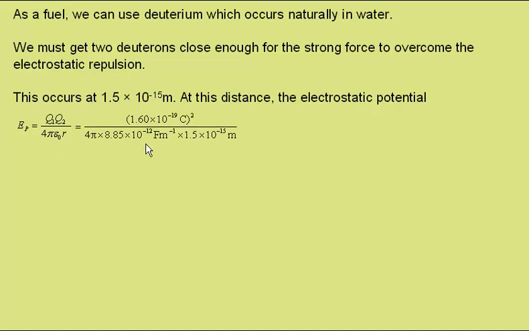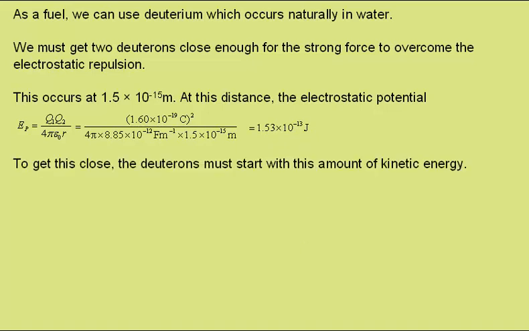Putting in the values, this gives a value of 1.53 times 10 to the minus 13 joules. To get this close, the deuterons must start with this amount of kinetic energy. Assuming they have half each, that is 7.7 times 10 to the minus 14 joules each.